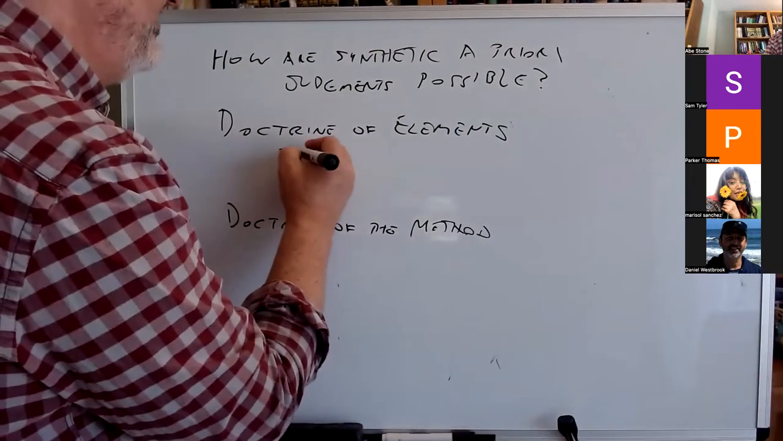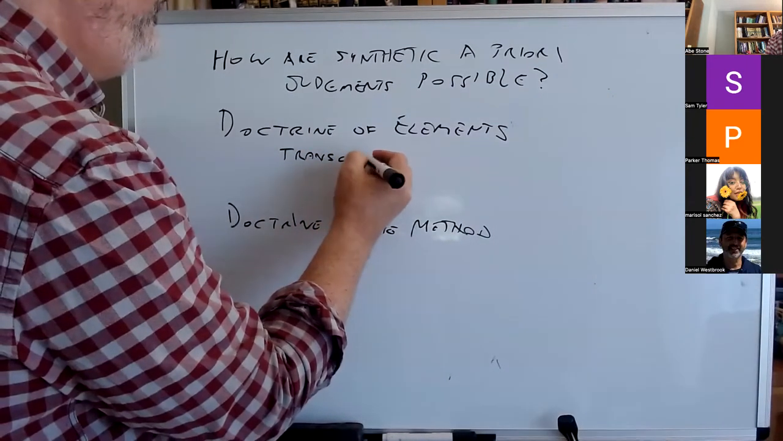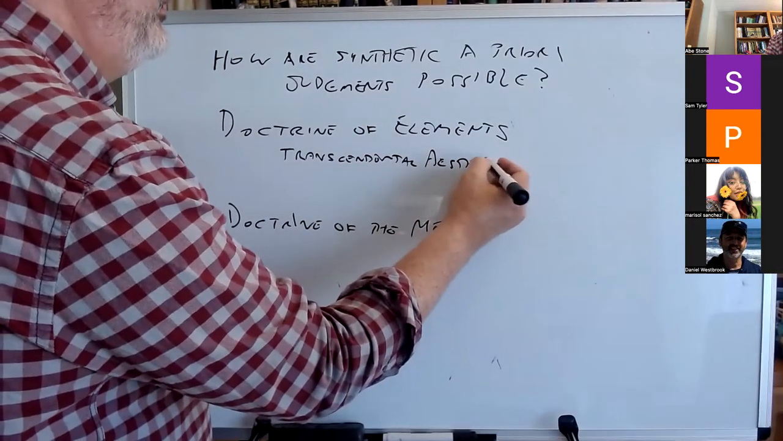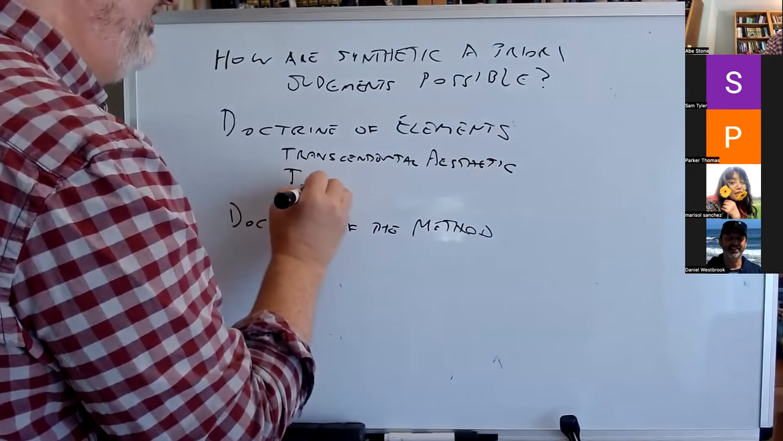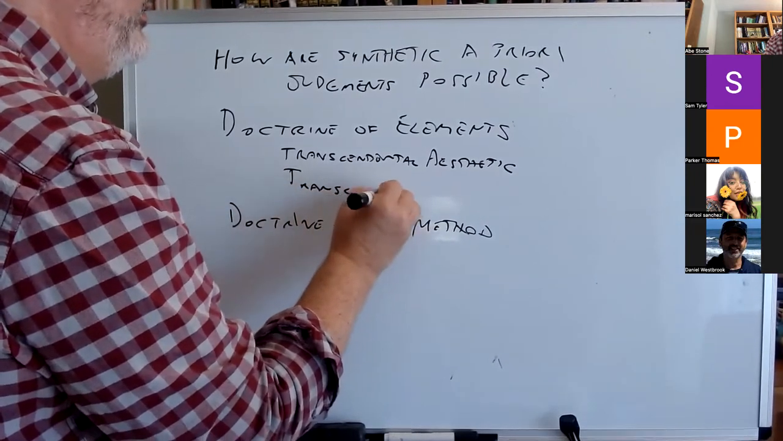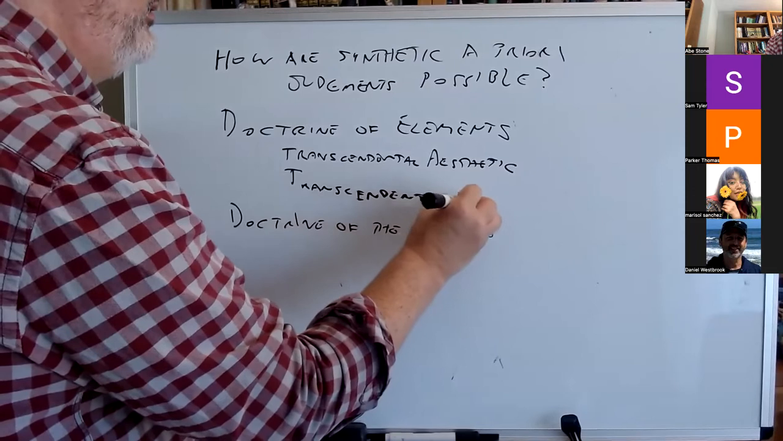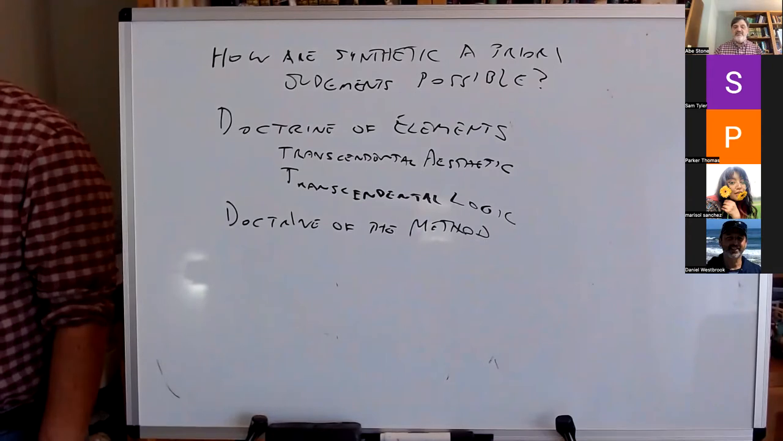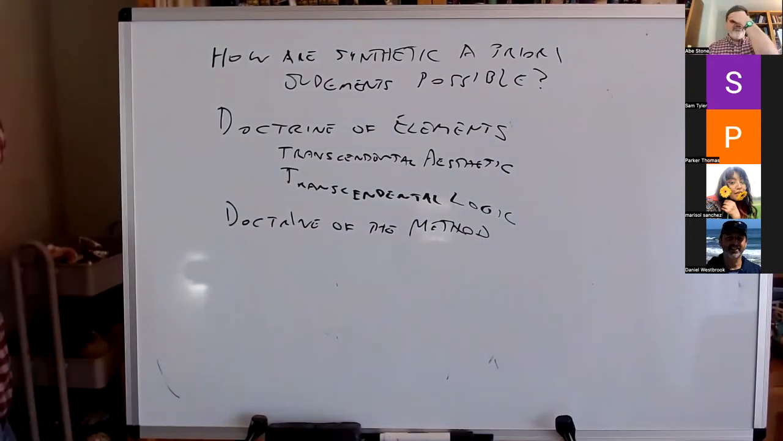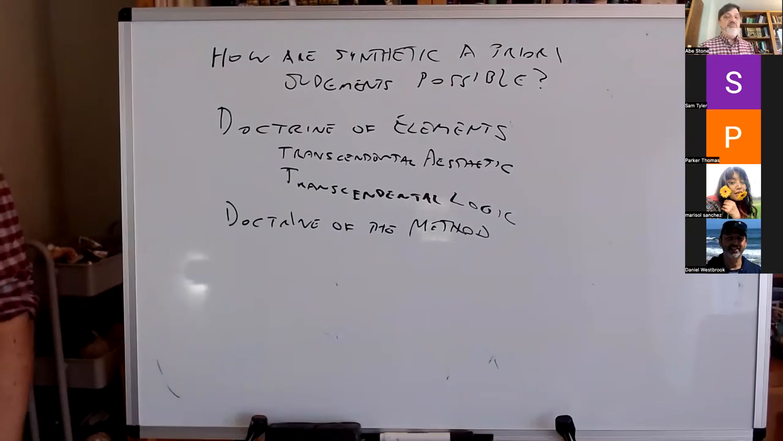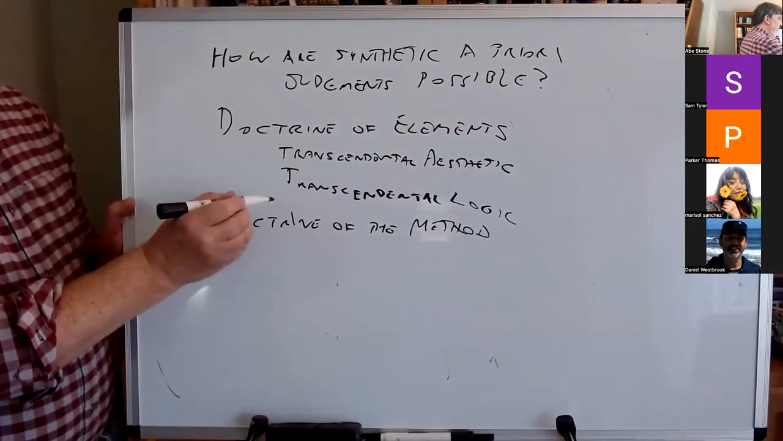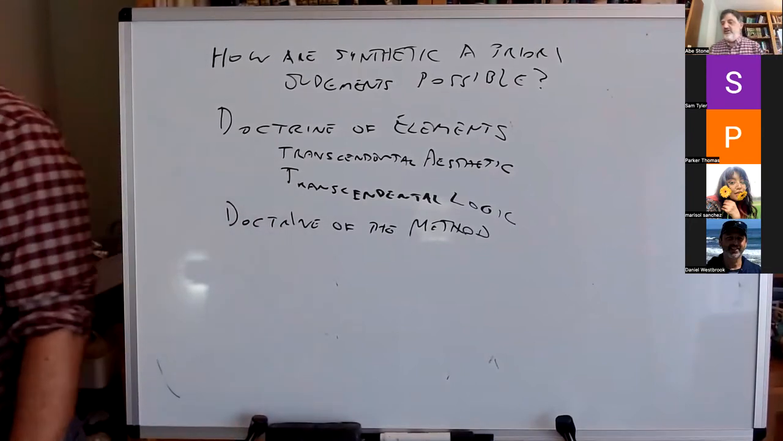So one is called the transcendental aesthetic. And the other is called the transcendental logic. I guess these are probably also called transcendental doctrine of elements and transcendental doctrine of the method. I don't remember what it says in the table of contents, but almost every section in the book begins with transcendental. Anyway, so these are the two elements, I guess, in the doctrine of elements, the transcendental aesthetic and the transcendental logic.